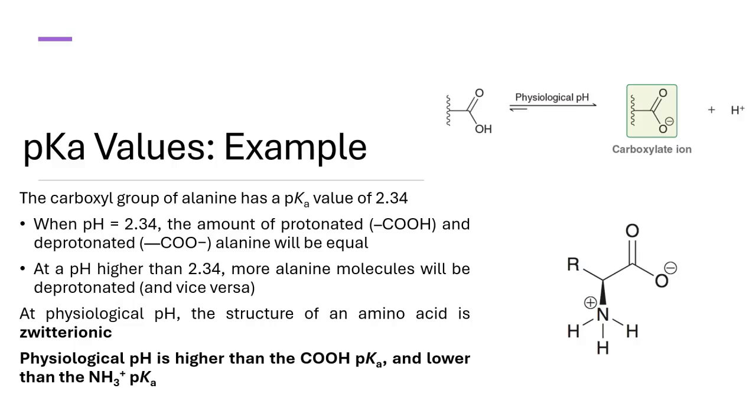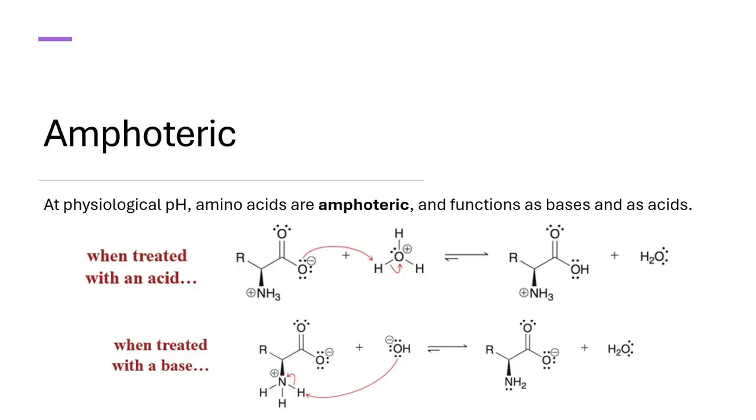Amphoteric. At physiological pH, amino acids are amphoteric and function as bases and acids. When treated with an acid, the anion will react and then form the carboxylic acid. When treated with the base, the cation part will react and then will result in water and the amine.